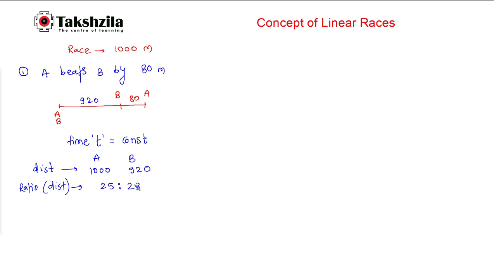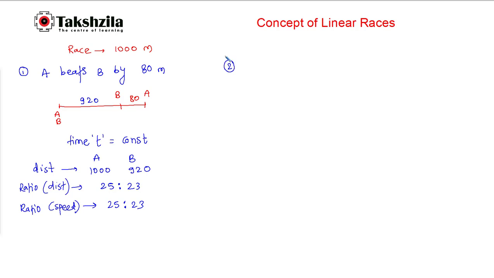So when time is constant, distance varies directly with the speed. So as the ratio of distances traveled by A and B is 25 is to 23 in the same time, we can conclude that the ratio of speed of A and B is also going to be 25 is to 23. This is what we can interpret from this statement. Now let's have a look at the second statement.